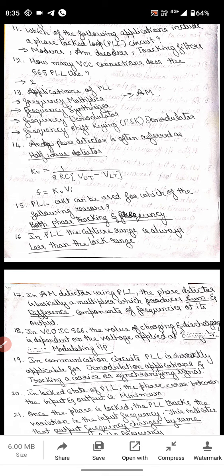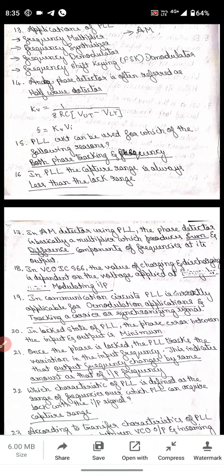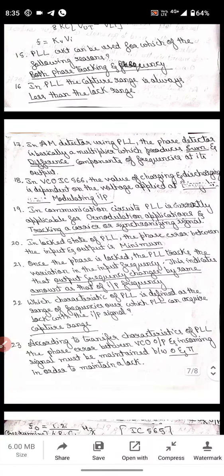In PLL, the capture range is always less than the lock range, so that means the lock range will be higher. In an AM detector using PLL, the phase detector is basically a multiplier which produces sum and difference components of frequencies at its output.